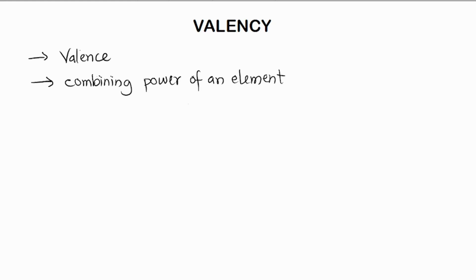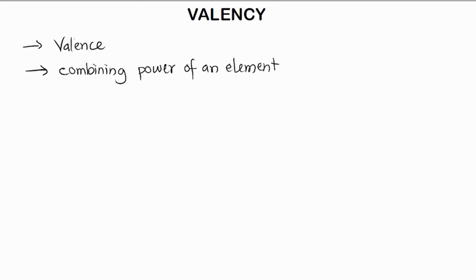Valency is also known as valence, and it is simply defined as the combining power of an element. This can be further explained as the combining capacity of one atom of such element with atoms of other elements to form a chemical compound. To consolidate our understanding, let's take a look at a few examples.